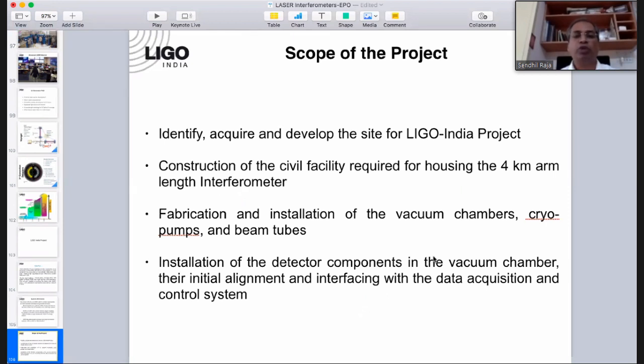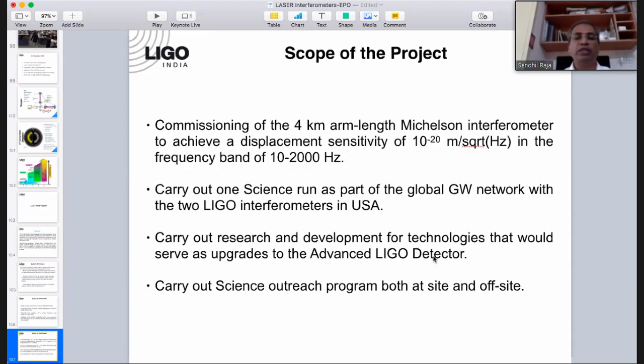So, the scope of the project. The scope includes finding a suitable site, constructing the required observatory facility, building the vacuum system for the whole 4-kilometer interferometer, installing the detector components that are contributed by LIGO US, and building the whole observatory with the interferometer, installing, aligning and commissioning the whole interferometer, and achieving the required sensitivity for the Advanced LIGO design, and running them as part of the global network in science runs to generate science data for doing fundamental physics.